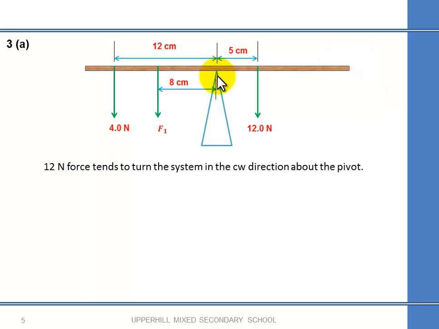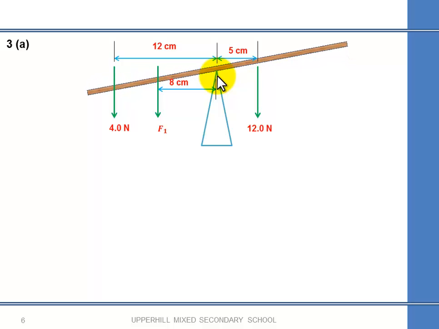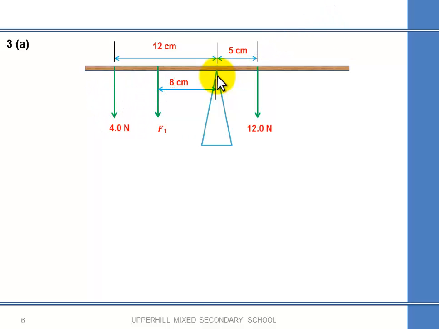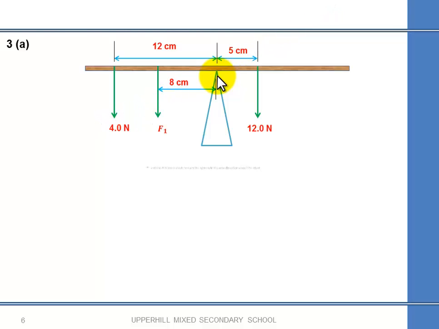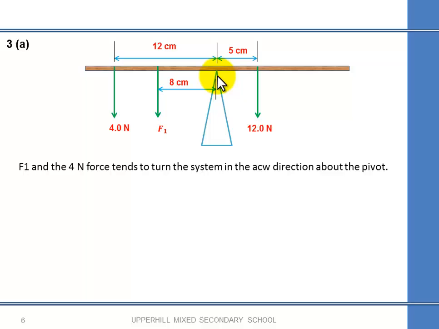In what direction does F1 and the 4 Newton force tend to turn the system? Again, if we assume that the 12 Newton force is not there, F1 and the 4 Newton force tend to turn the system in the anti-clockwise direction about the same point as shown. That is anti-clockwise direction. Now this system is in equilibrium, so the principle of moments applies.